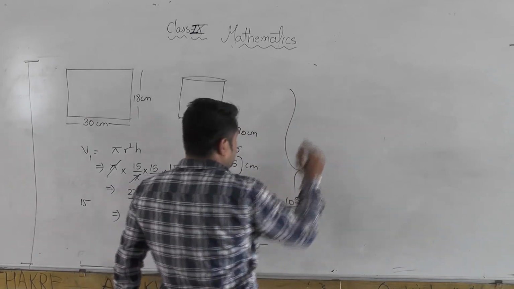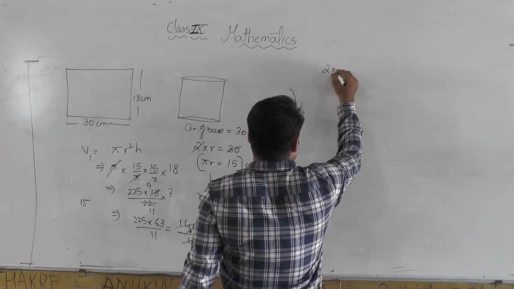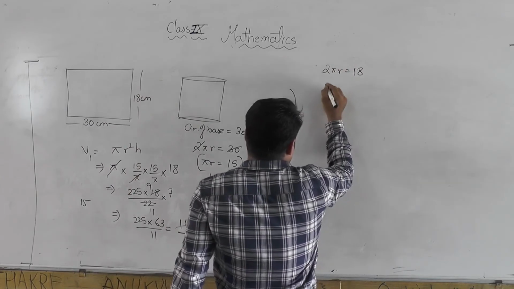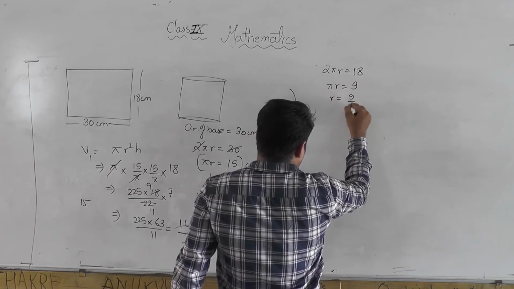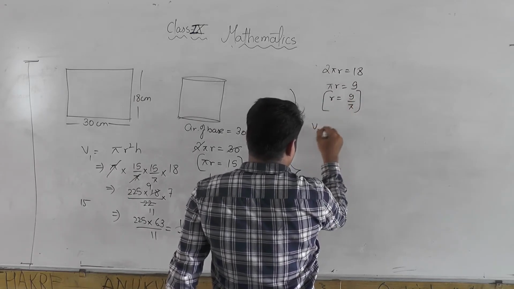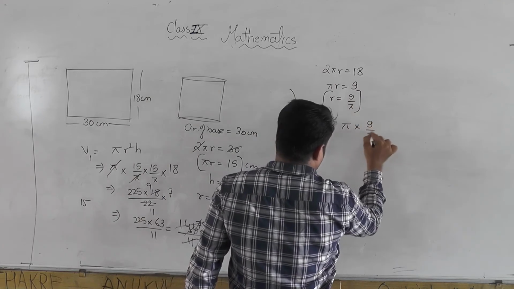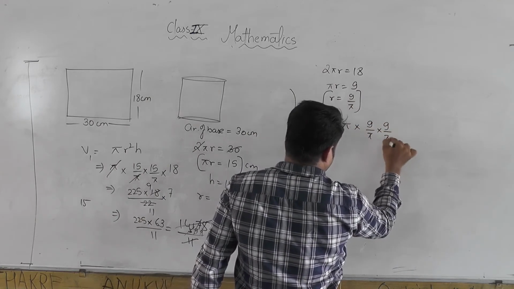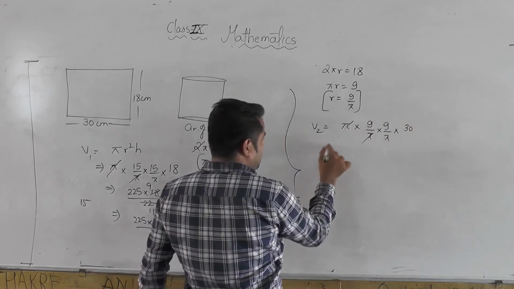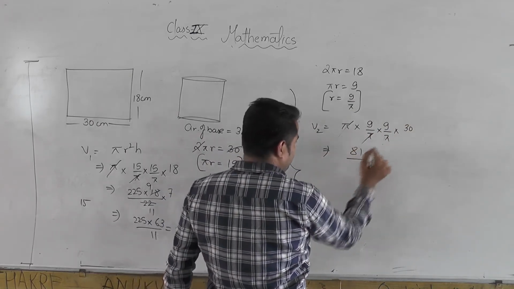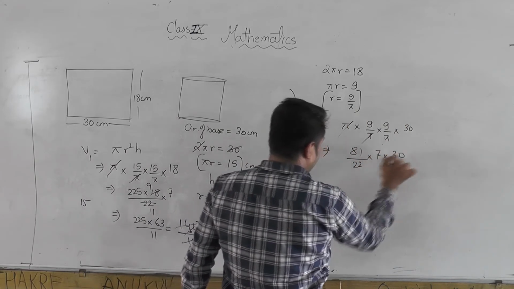Now again we can roll it from the base 18. So now we are having 2πr as 18. πr we get 9, and r we will get 9 by π. Now volume 2 will come as πr², that means 9 by π squared, times h. h is 30 now. Now one π cancels, 9 nines are 81, π value is 22 by 7, this 7 comes up.